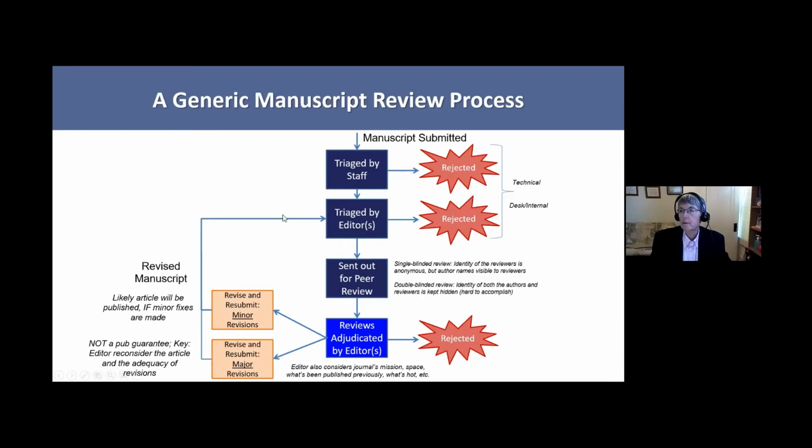So then it goes to triage by editors if it's resubmitted, or some are not resubmitted. And that's why journals give 20 days or 30 days, because if we don't hear back from you, then it drops out of the queue. Triage, the same process. Now you can decide to send it out or not to send it out. So if it's a minor, it rarely goes back out. If it's a major, it typically goes back out.